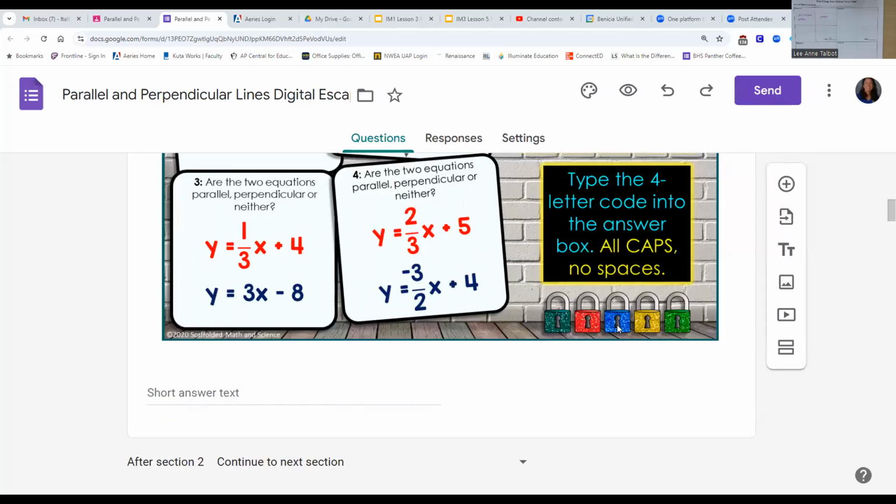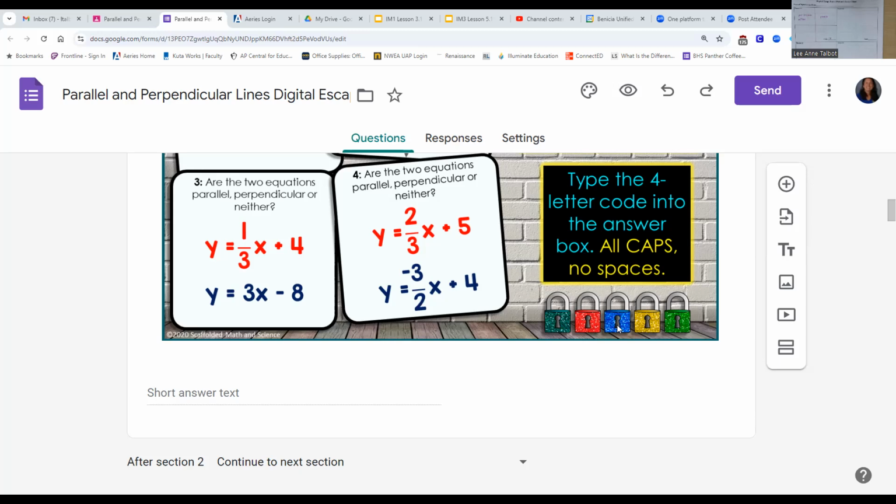Okay, now number three. You're only looking at the slope. They're going to have different y-intercepts. That's totally normal. But you're looking at the slope. Are those slopes the same? No. Are they opposite reciprocals? No. They are reciprocal. They are not opposite reciprocals. One of them needs to be negative and one of them needs to be positive for them to be opposite reciprocals.